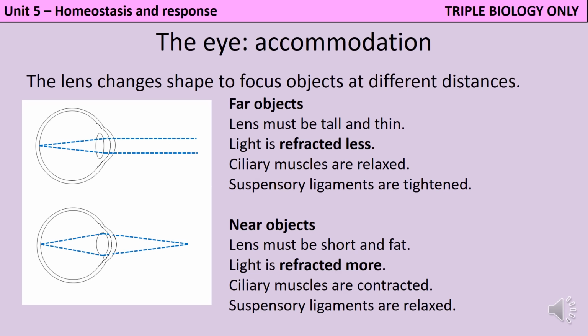The eye also adjusts in a process called accommodation in order to focus light that arrives from near and far objects. When light arrives from a far object, the lens must be tall and thin so that the light is refracted less. This is achieved by relaxing the ciliary muscles and tightening the suspensory ligaments. When light arrives from a nearer object, the lens needs to be short and fat so that light is refracted more. To achieve this, the ciliary muscles are contracted and the suspensory ligaments are relaxed.